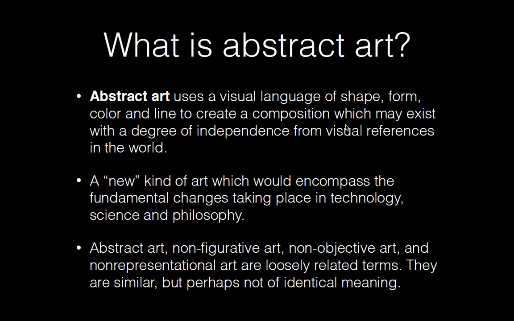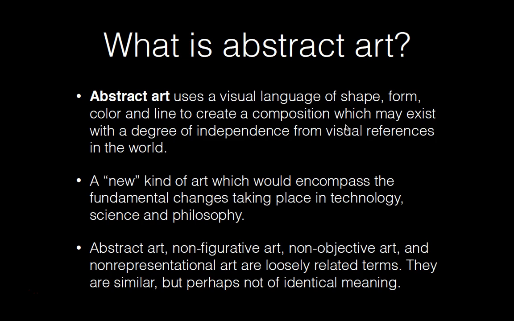So abstract art is a visual language of shape, form, color, and line to create composition which may exist in a degree of independence from visual references in the world. Sometimes it represents something physical, sometimes it doesn't. Sometimes the representation is very clear, sometimes it isn't. I like to say, realism broken down to its base forms, shapes, feelings, emotions, spirituality of it all. New, in quotations.